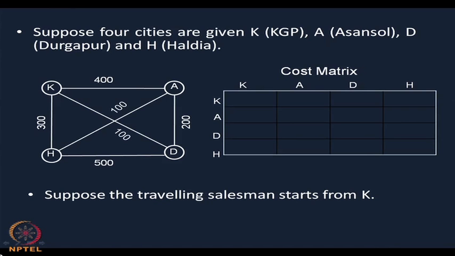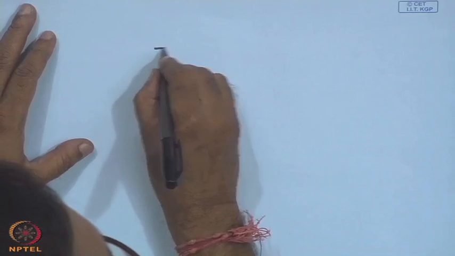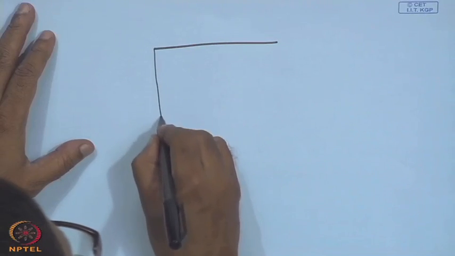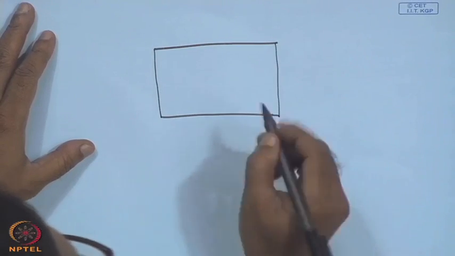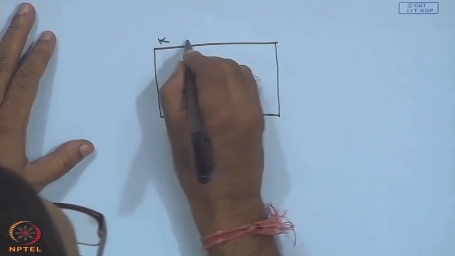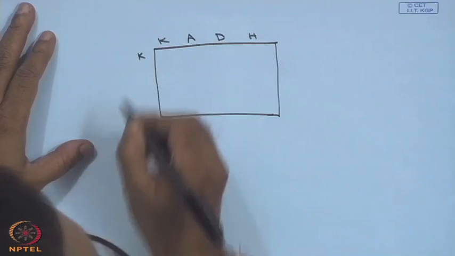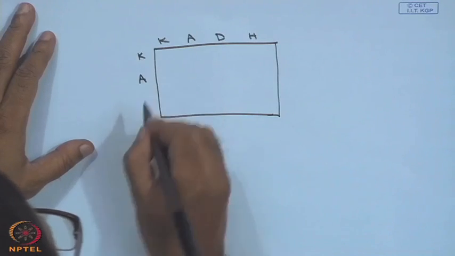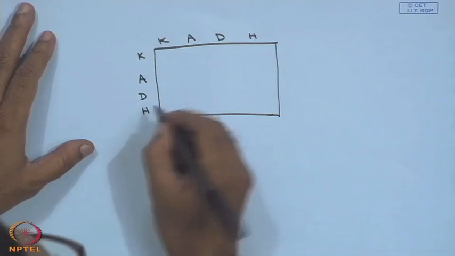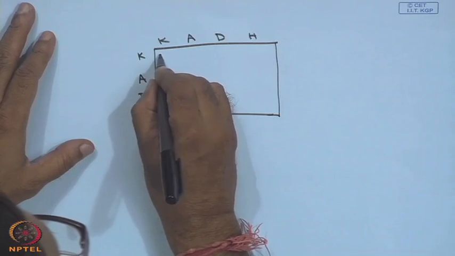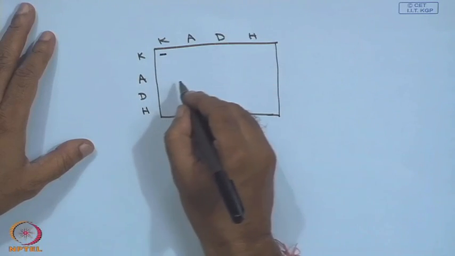So, we can formulate one cost matrix immediately. The cost matrix can be calculated like this. You have K, A, D and H, and here it is also row-wise K, A, D, H. Now, from K to K, there is no associated cost, so we are leaving one blank space.